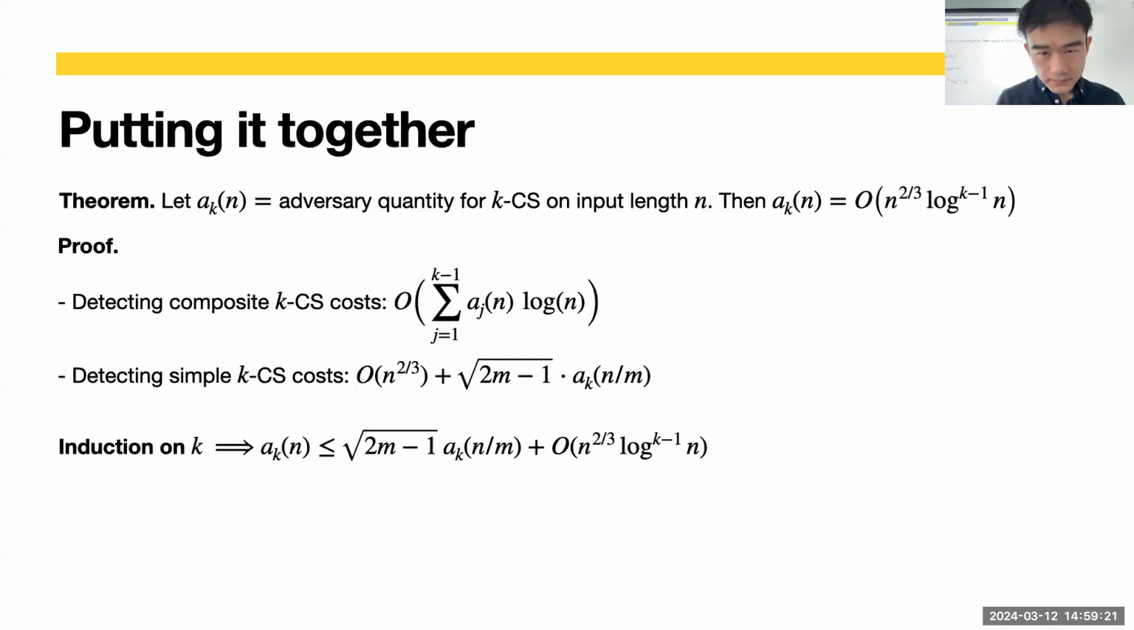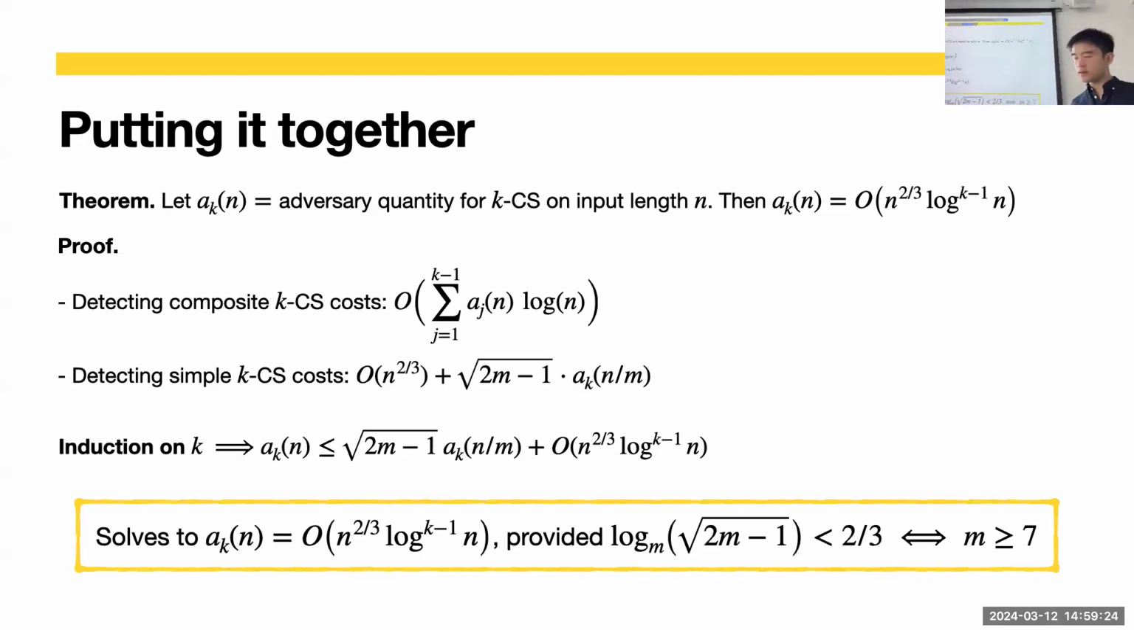And now this is a recurrence that we can look at any textbook to see that it solves to AK of n is order n to the 2/3 log n to the k-1, provided the log base n of square root 2n-1 is strictly less than 2/3. And this is satisfied as soon as we take n greater than or equal to 7. So what this means is that if we split the problem into at least 7 parts, then a quantum divide and conquer strategy will allow us to obtain a final complexity of order essentially n to the 2/3. And in fact, this is an optimal query complexity for this problem.